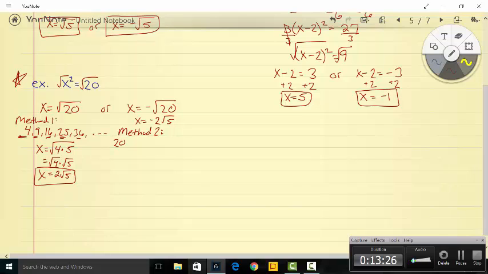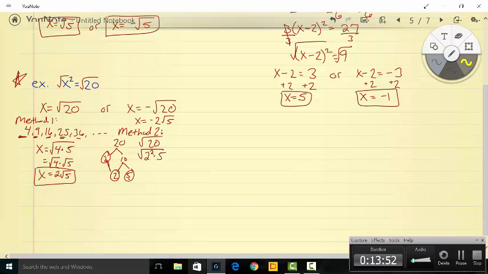But then here's a second way that some people find to be a preference, but it involves using a factor tree. So 20 breaks down into 2 times 10. 2 is a prime number, so we circle it. 10 breaks down into 2 times 5. Those are both prime numbers. And then from there, we can see that the square root of 20 can be written as the square root of 2 squared, because 2 times 2 makes 2 squared, times 5.